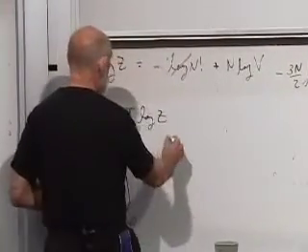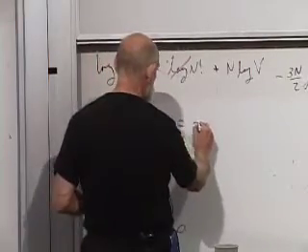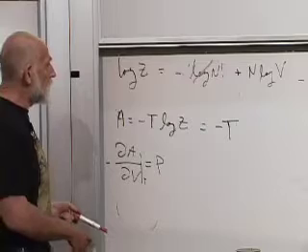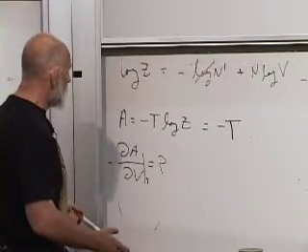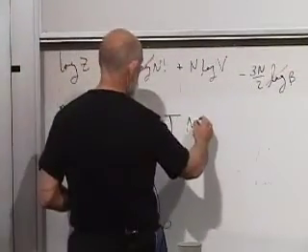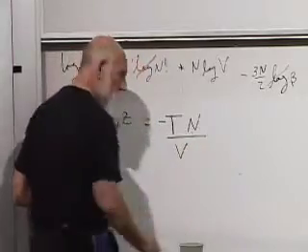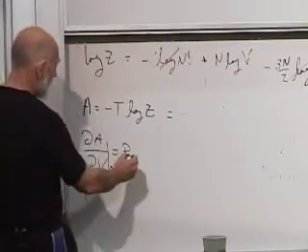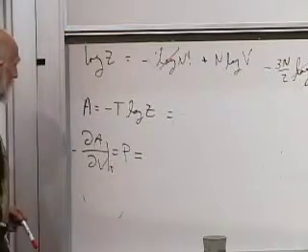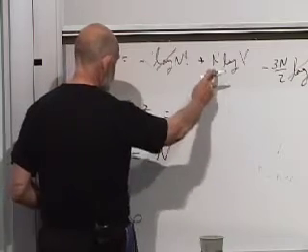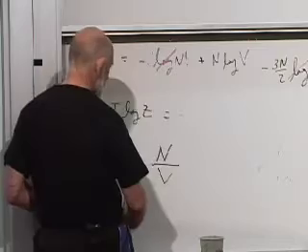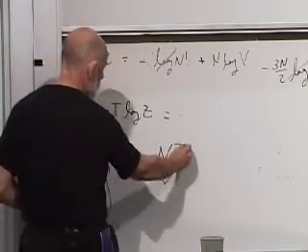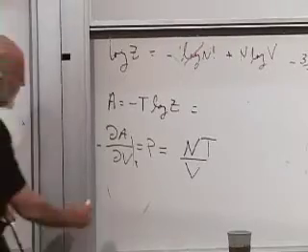Okay, let's see what we get. This is minus T times the derivative of N log V with respect to V. On the next line, this is equal to N over V times T. No minus sign, because there are two minus signs.